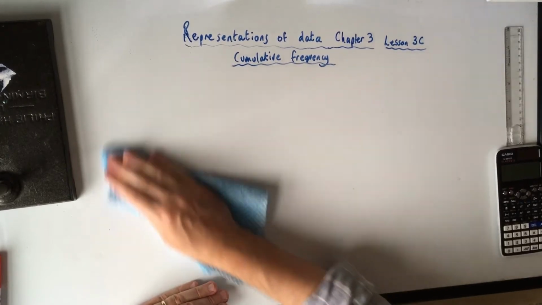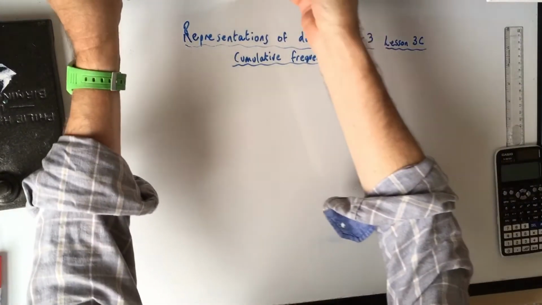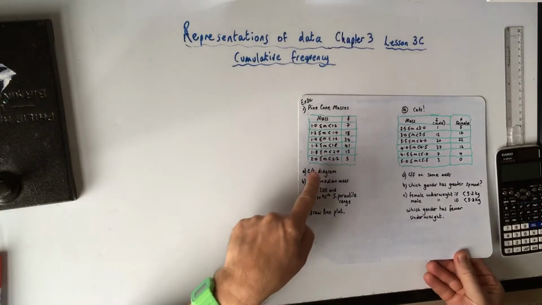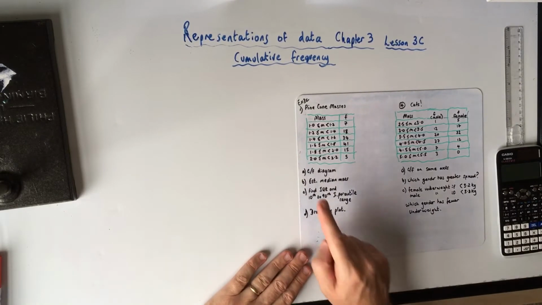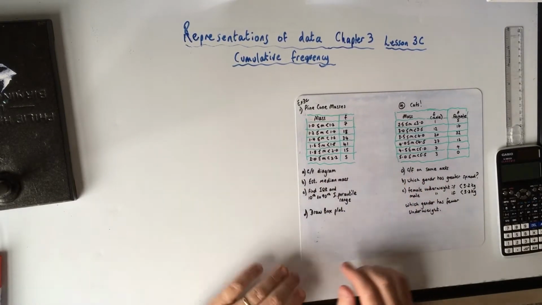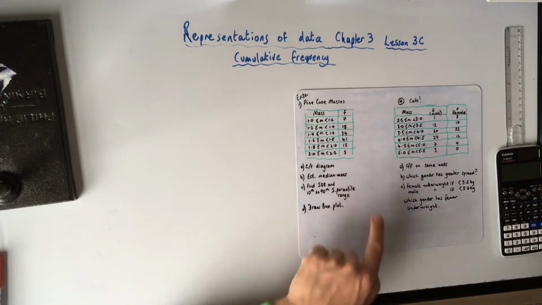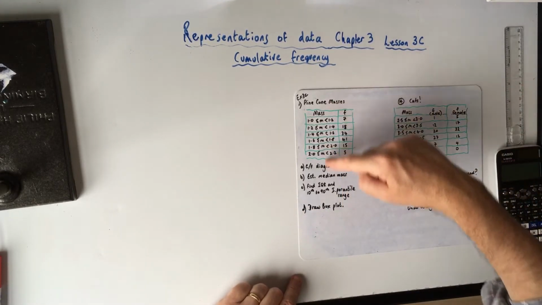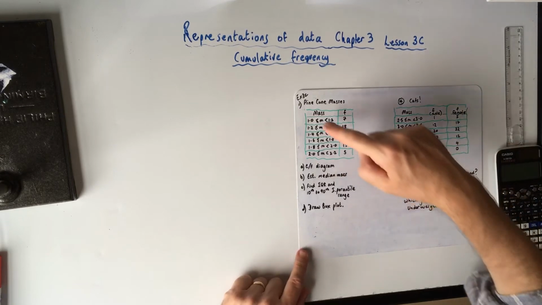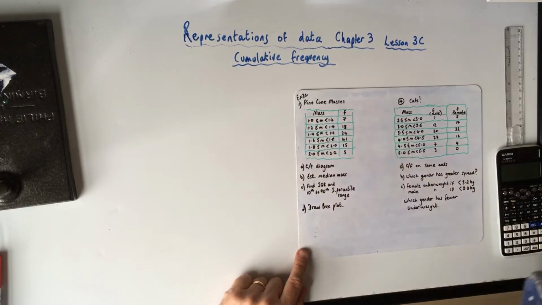Let's do a couple of the questions. Okay, and here they are. We'll do this one first. So exercise 3C, I've done the first and the last question for you. There's only 4 questions in the exercise. The first one is these pine cones, and it's got the masses of pine cones, and they're all between 1 and 2.2.